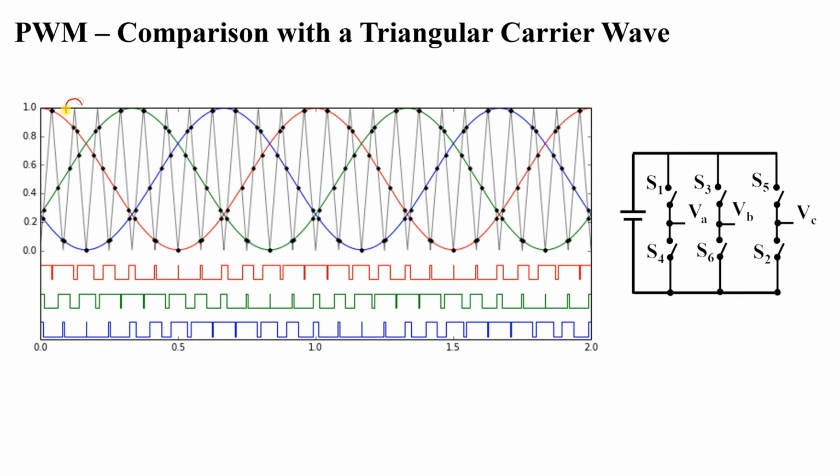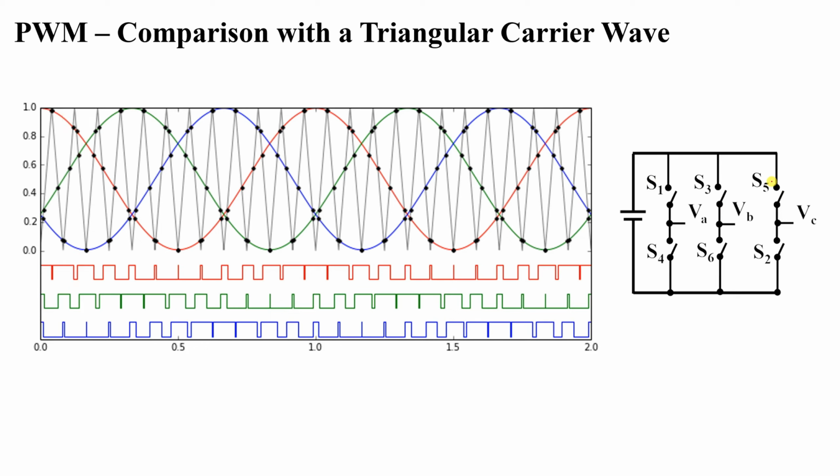For example, in this part you can see the carrier signal is greater than the modulating signal. This is translated from here to here, go down here, you can see from here to here. This part is exactly this part at which the carrier is greater than the modulating signal, so it will be off. Here we're talking about S1, so it will be on, off, and so on. Similarly for the second sine wave representing VB, and the third one representing VC.